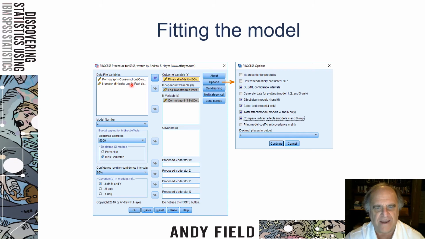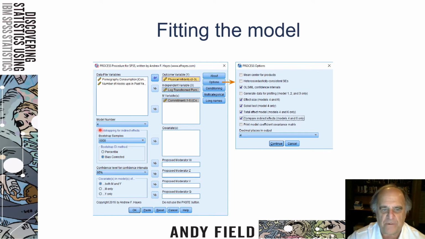What he's going to look at here again, in terms of his variables, his outcome variable, as you can see that he's entered here, is physical infidelity. His independent variable is a log transformed pornography variable. And then his mediator variable is commitment. And you can see he's going to be bootstrapping. He's going to get confidence intervals. Oh, this is really important, because it took me a long time to figure this out because it's hard to see.